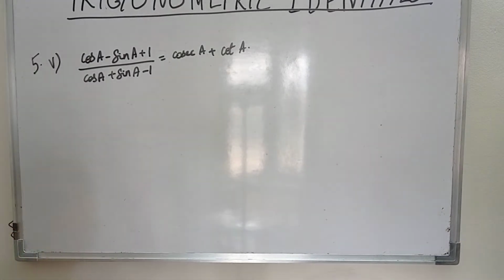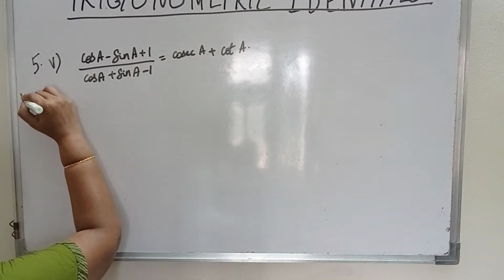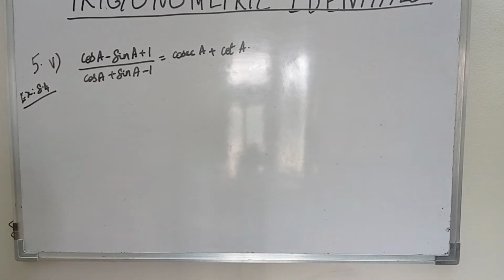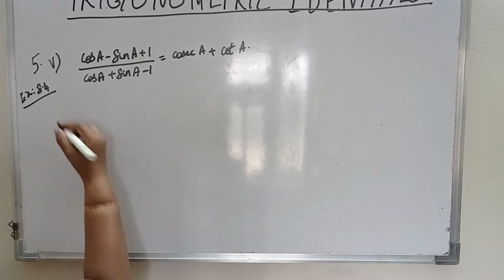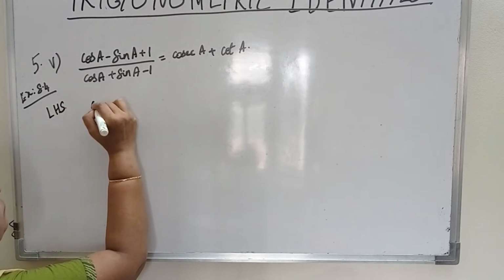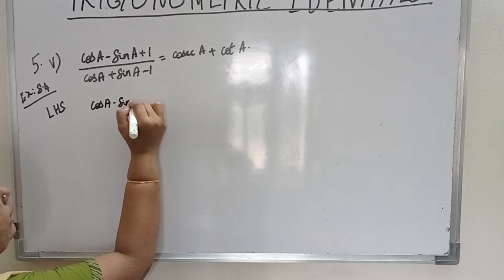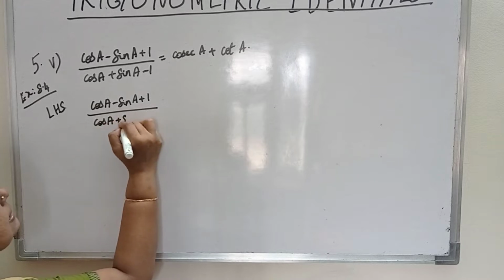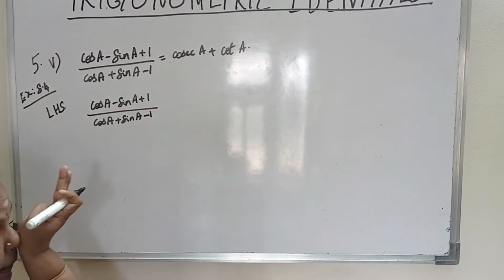Now we have one more sum left in the exercise 8.4, that is the fifth sum, fifth subdivision. (cos A minus sin A plus 1) divided by (cos A plus sin A minus 1) is equal to cosecant A plus cot A. As always, we are going to take the left hand side and prove the right hand side. So first let's take the left hand side: (cos A minus sin A plus 1) by (cos A plus sin A minus 1). This is the left hand side.